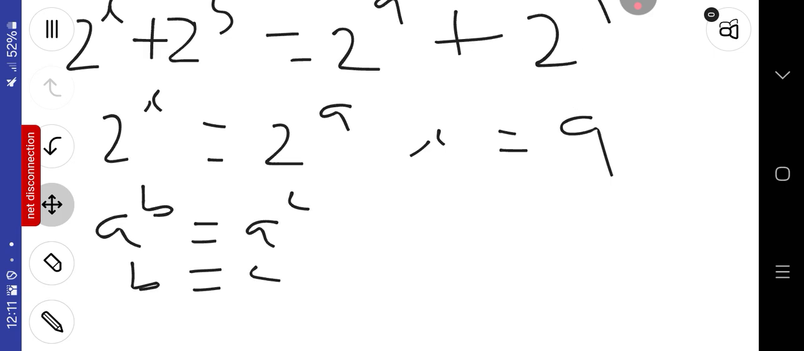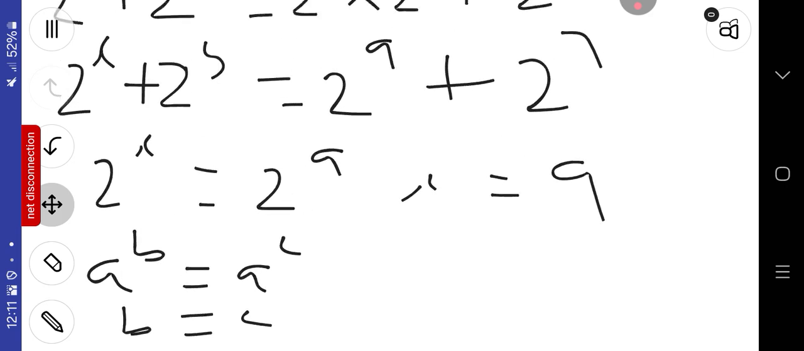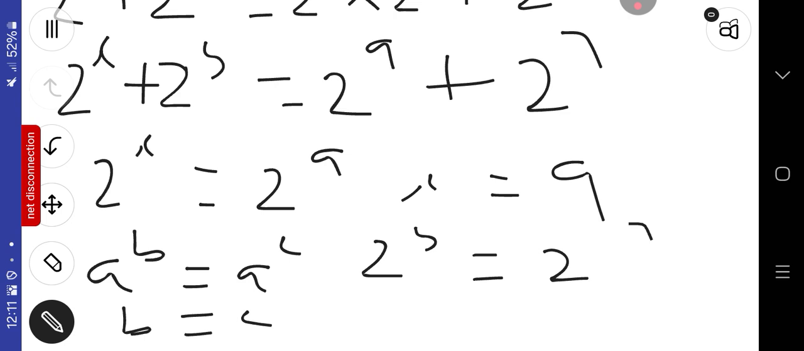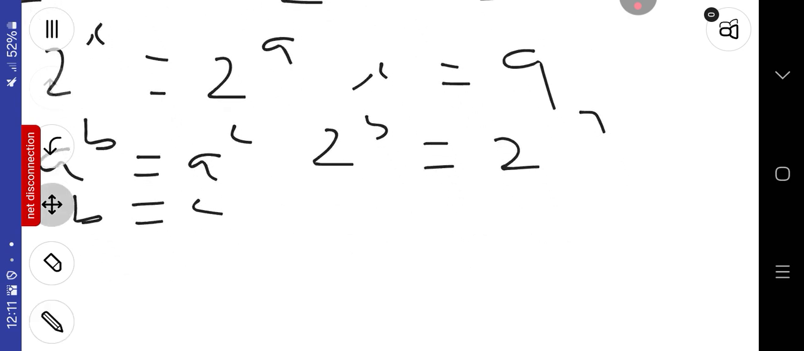Now let's look at 2 exponent y. So you see 2 exponent y is equal to 2 exponent 7. So we can say y is equal to 7.